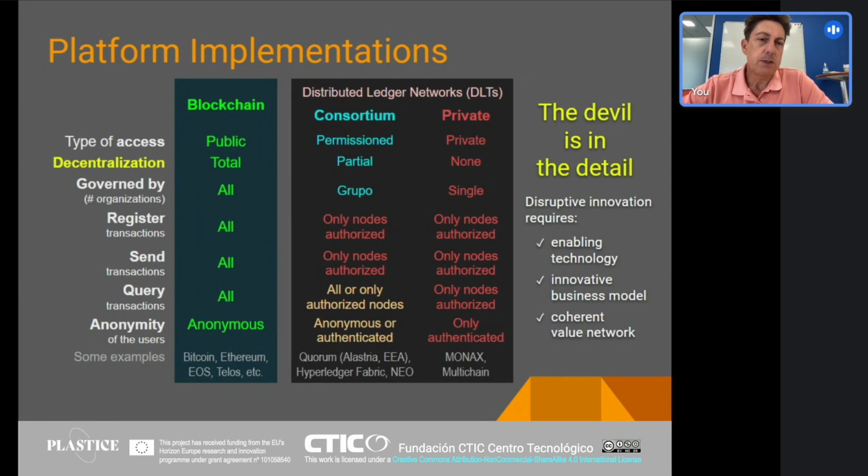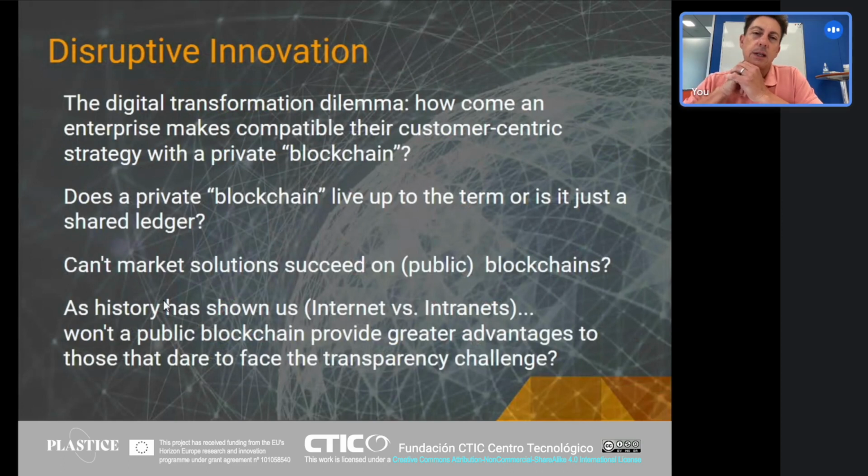Because for disruptive innovation we need an enabling technology, blockchain, an innovative business model, decentralized, and obviously a coherent value network. And this coherent value network is the network, the nodes. You and your business are the value network. So we have to decide if we go with a pure public blockchain, or we have a consortium one. I myself will discard the private one, obviously.